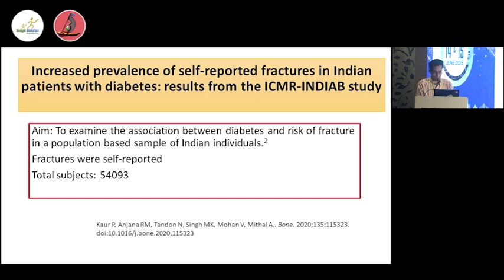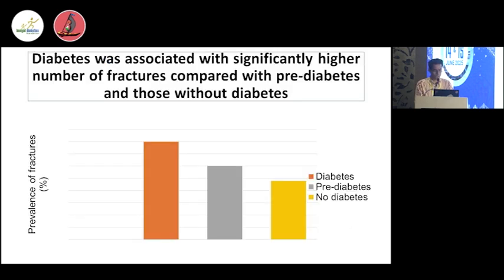Now look at the diabetes-related risk factors which can lead to fragility fractures or low bone mineral density. The general risk factors are obviously prior osteoporotic fractures, age more than 65 years, low BMI, female sex, malabsorption, glucocorticoid use, and rheumatoid arthritis. These are the usual factors we come across in any osteoporosis evaluation.